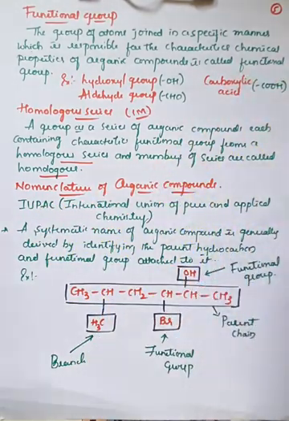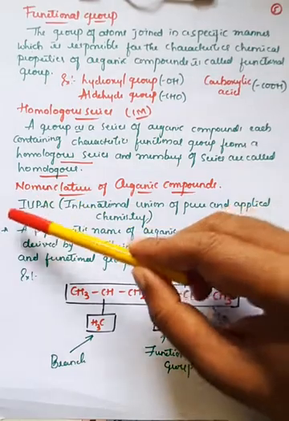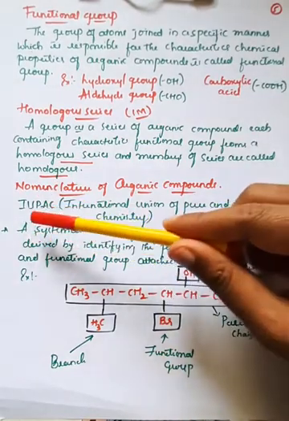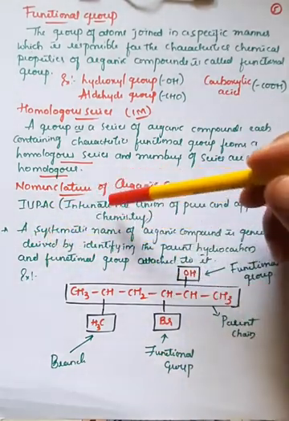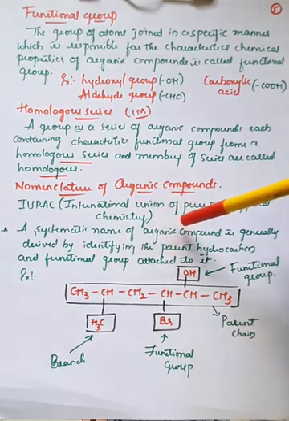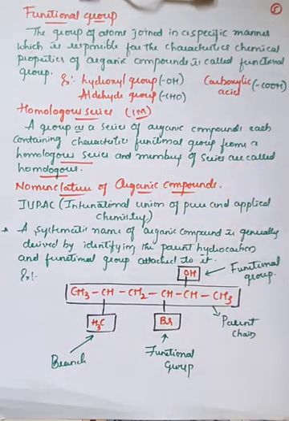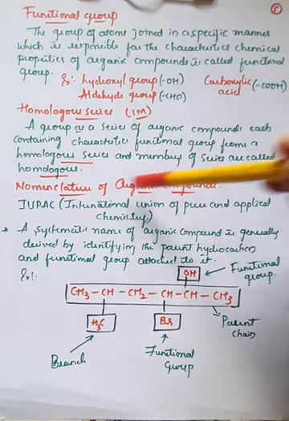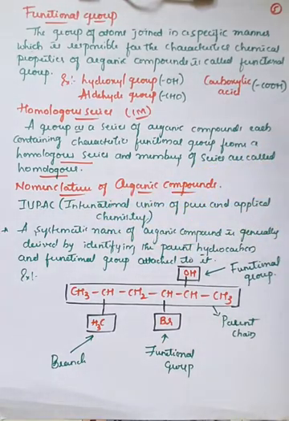So there are 2 types of naming. One is called the trivial name, or you can also call it the common name. The second one is the IUPAC system. IUPAC is abbreviated as International Union of Pure and Applied Chemistry. So there is a forum, and that forum is responsible for the naming of all the organic compounds.